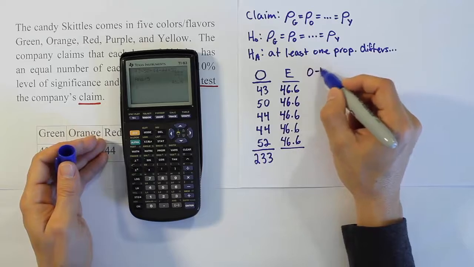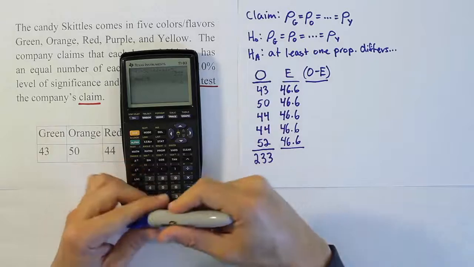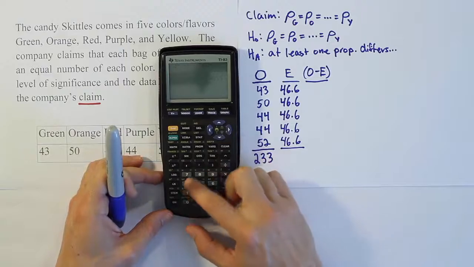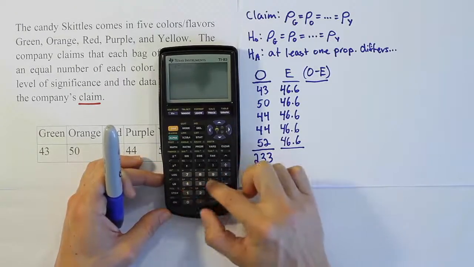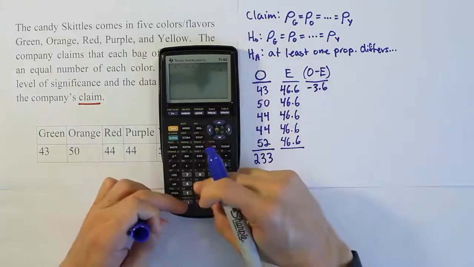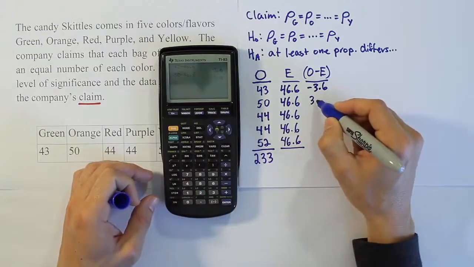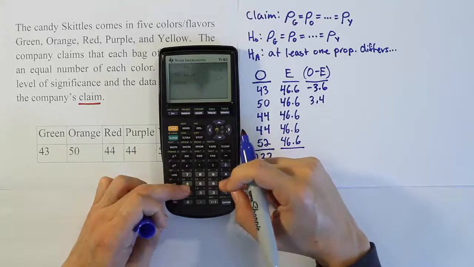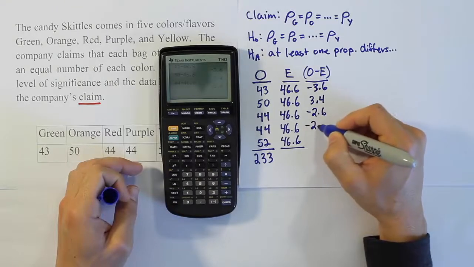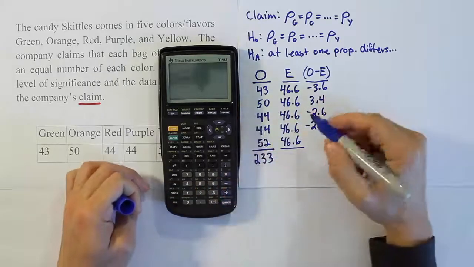Then from there we have to do observed minus expected. So do the subtraction all the way across for each of these. So let's do that quickly. We're going to do 43 minus 46.6. We get the answer negative 3.6. Then we'll do 50 minus 46.6, 3.4. 44 minus 46.6, so 2.6 on the negative side, right? Then negative 2.6, and then lastly 52 minus 46.6, and get the answer 5.4.